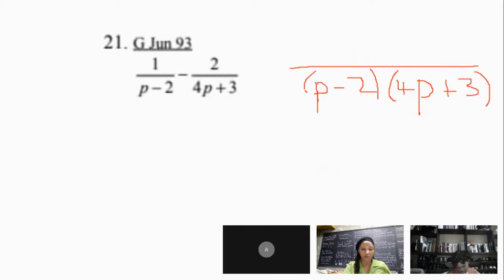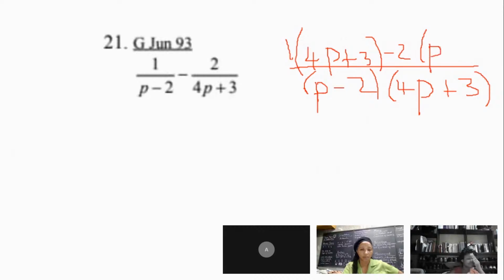All right, and in the numerator, it would be p into the denominator would give you p minus 2. Sorry, miss. P minus 2 into the denominator would give you 1 times 4p plus 3, minus 4p plus 3 into the denominator will give you 2 times p minus 2. And then we would expand the brackets.